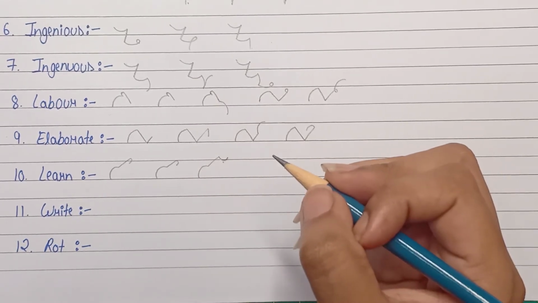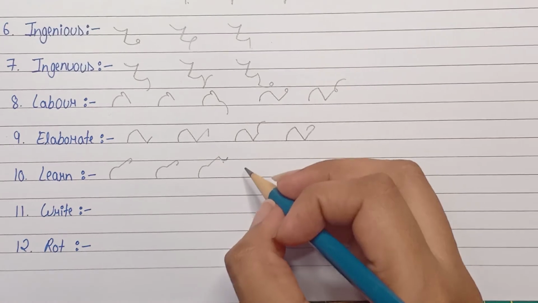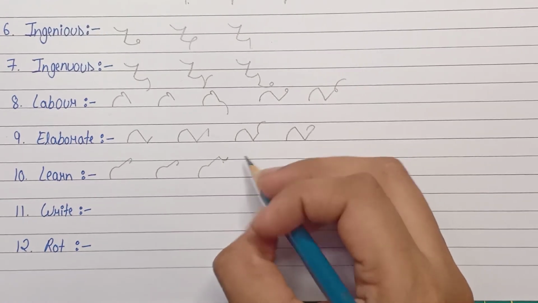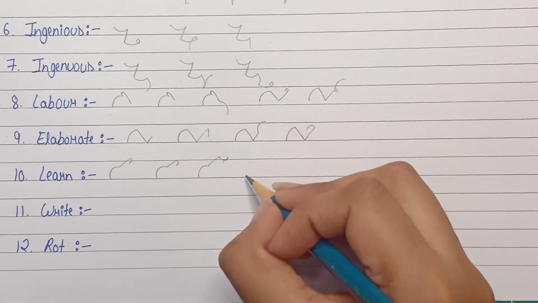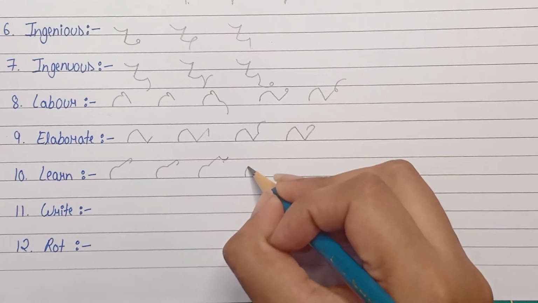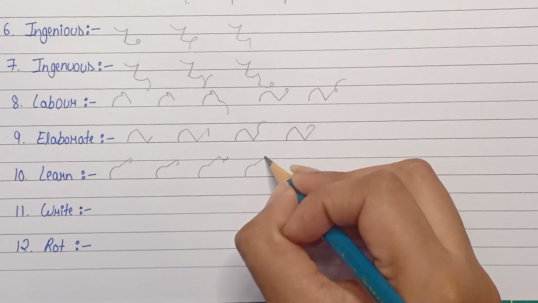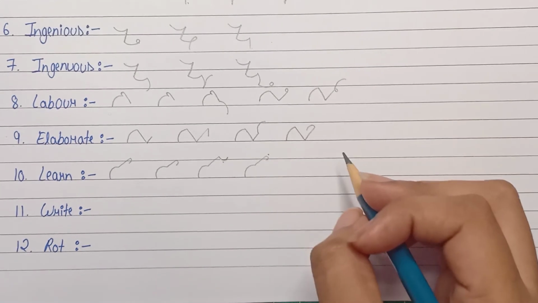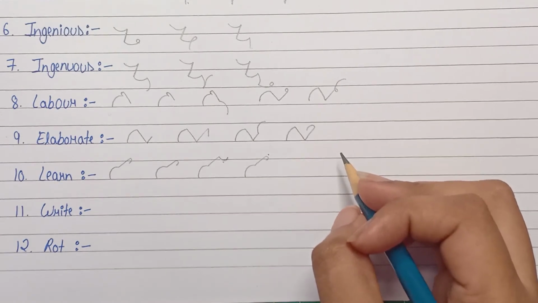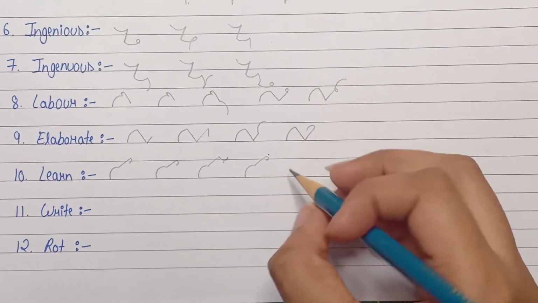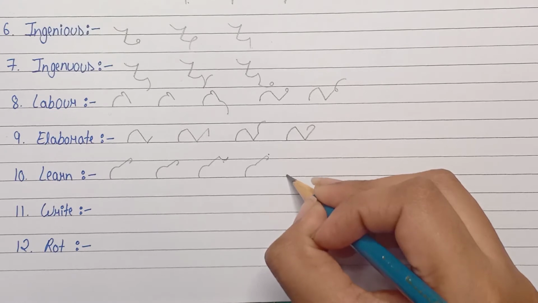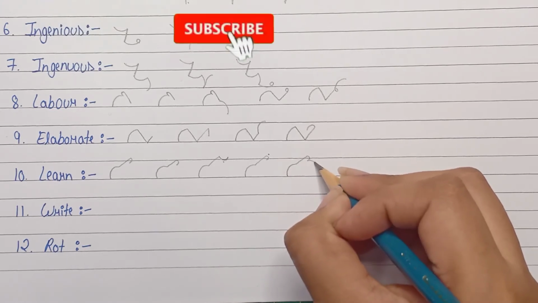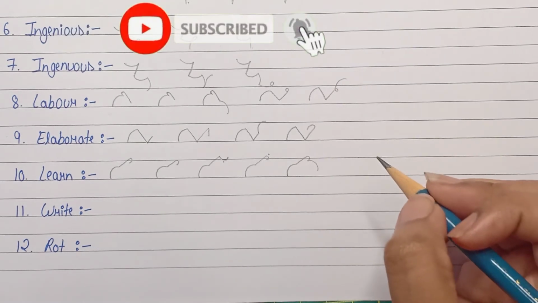Learned. Okay, next is learning. L R N and ing के लिए suffix. Learning. Next word is learner. L R N and downward R. Learner.